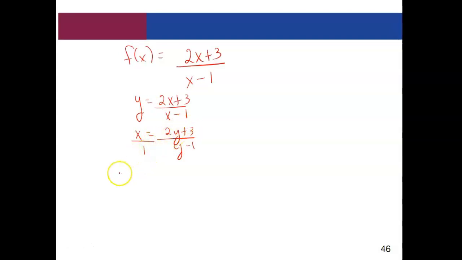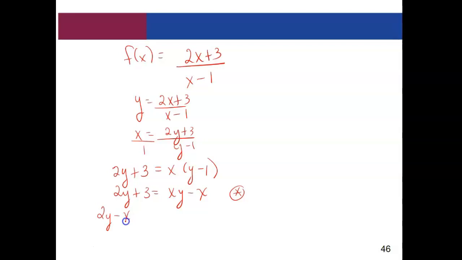So we'll multiply across here. So 1 times 2y plus 3. And then x times y minus 1. Okay, we'll simplify. Then we're going to group our y terms together and our non-y terms together. And that's a really important step. So anything that has a y on it comes together on one side. So I'm going to move this over. Anything that doesn't have a y in it goes to the other side.